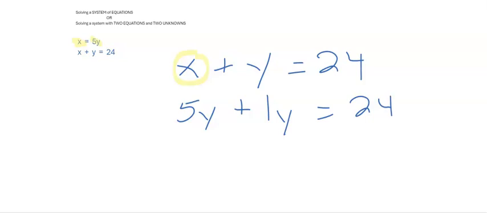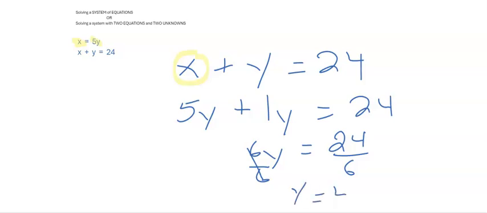Of course, if we add 5y plus 1y, we're going to get 6y. And if we divide by 6, we'll get y equals 4. Now we're going to be able to do the same thing we did before, but with a different variable. Now whenever we see the letter y, we're going to replace it with the number 4.